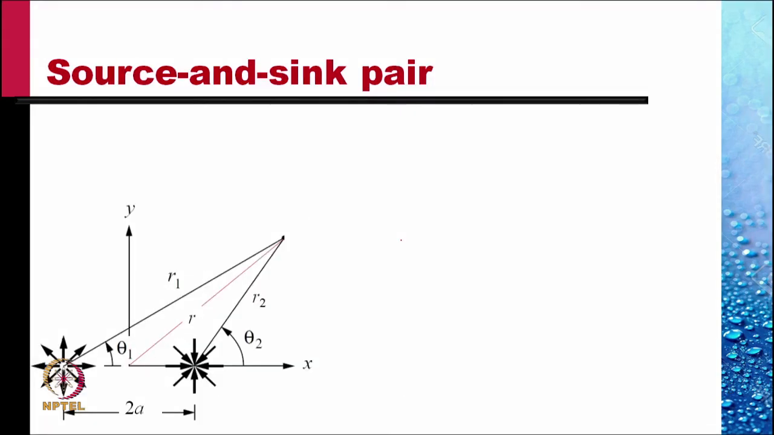Let us next consider the flow due to a source and a sink pair. Imagine a source situated on the x-axis at minus a and a sink at x equal to plus a, both of the same strength q, positive q for the source and minus q for the sink. Then let's write the potential of this combined flow at a point P at location r theta.